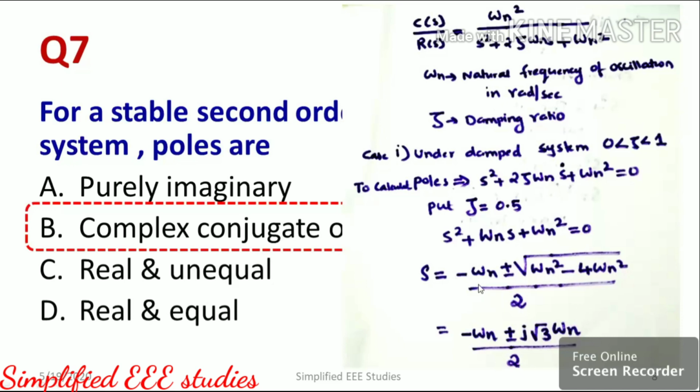If I calculate the value of s, I will be getting minus omega n plus or minus square root of omega n square minus 4 omega n square, divided by 2. By simplifying, I will be getting minus omega n plus or minus j root 3 omega n divided by 2. So I can justify option B, that means complex conjugate of each other.